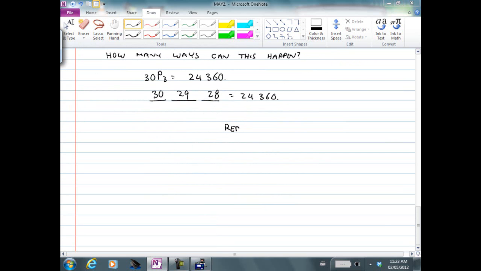Repetitions. This is crucial. I'm going to change the word now. Let's say I give you the word assist. If I were to use every single letter, how many different words can be created? Notice I use the word different.